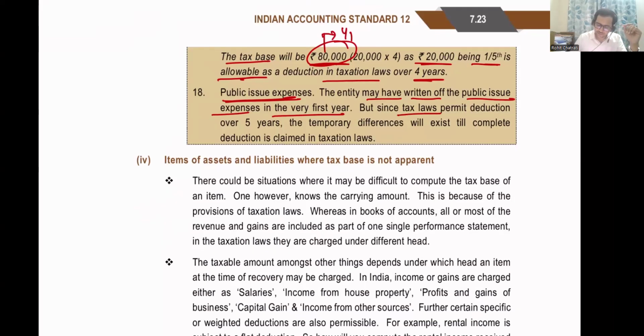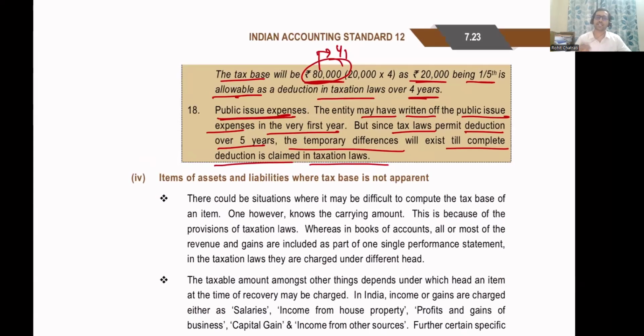However, tax laws permit the deduction over 5 years. Therefore, the temporary difference will exist until the deduction is completely claimed under taxation laws. So temporary differences will arise until it is finally claimed. Exactly the same as example 17, just that the nature of expense is different. So with that, we're done with both example number 17 and example number 18.